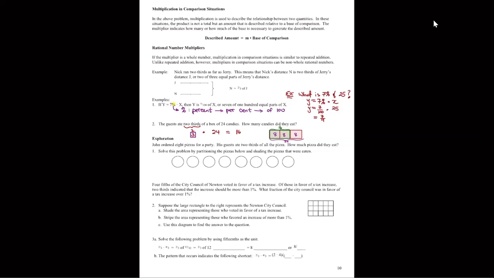John ordered 8 pizzas for a party. His guests ate 2/3 of all the pizza. How much pizza did they eat? For whatever reason, I forgot how to read. Solve this problem by partitioning the pizzas below and shading the pizzas that were eaten. Well, we've got 8 pizzas, and they ate 2/3 of them. Well, we know that we're not going to divide evenly 8 by 2/3. Right, but what we can do is we can break each pie into thirds.